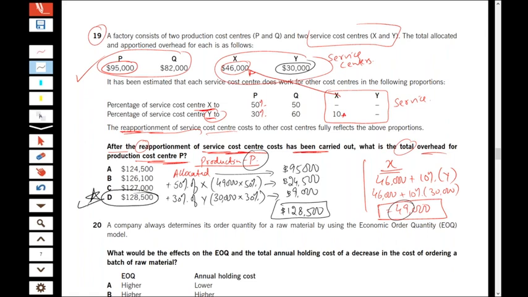That is the reapportionment. Reapportionment basically means the sharing of the service center cost to the production cost center. Yes, very good, Mr. Sadam. Just 20 seconds, and I will be proceeding for the next question.